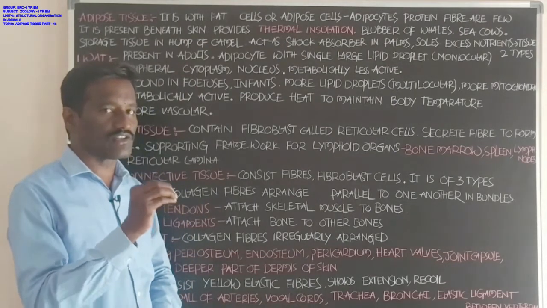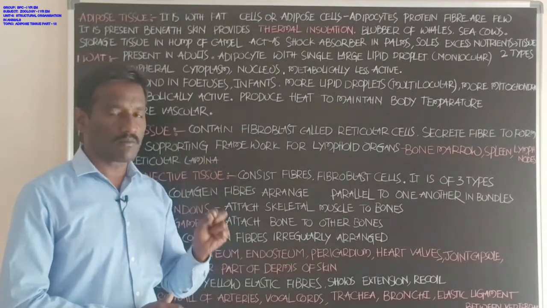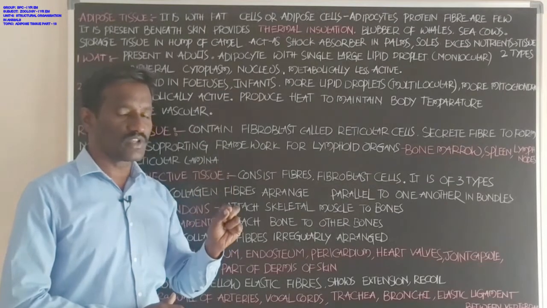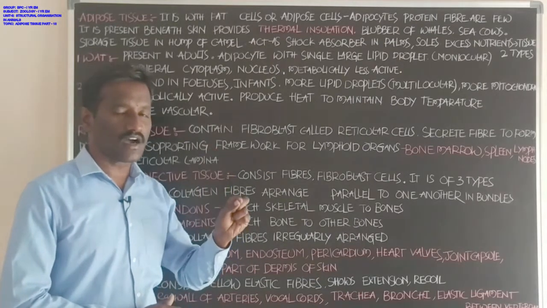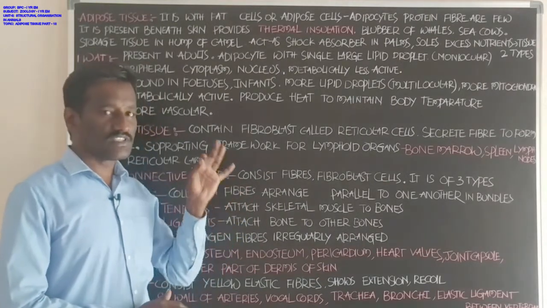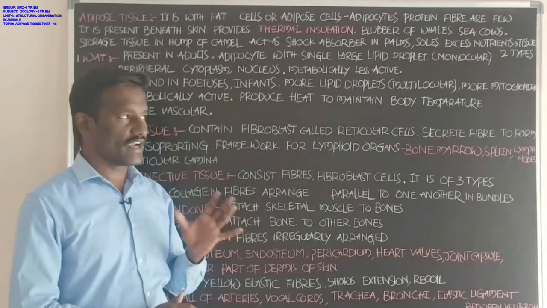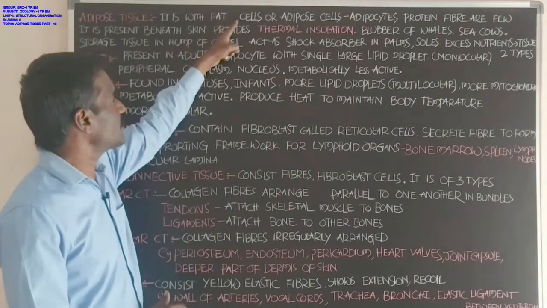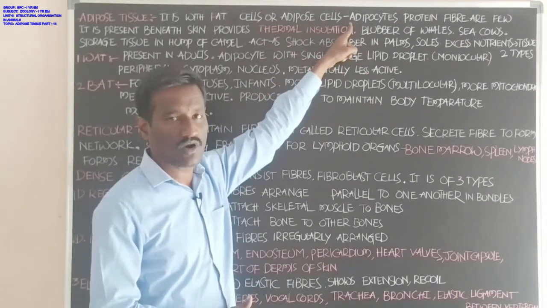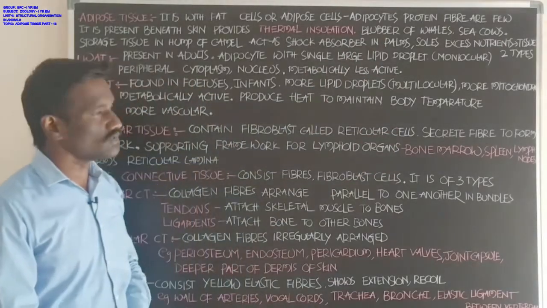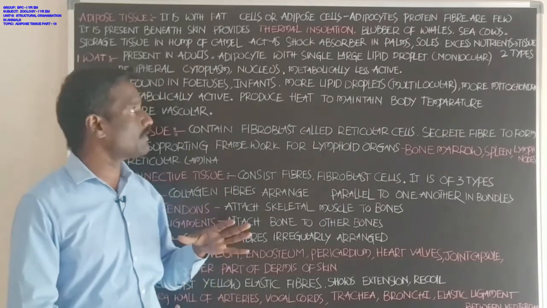These cells are also called adipocytes. Excess nutrients present in the body are converted into fats and stored in the fatty cells present in the adipose tissue. Student, it is with fat cells, also called adipose cells and adipocytes. And student, a small amount of protein fibers is also present in this type of tissue.